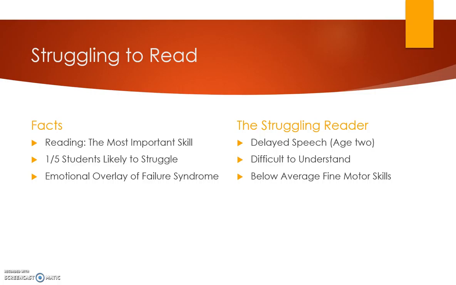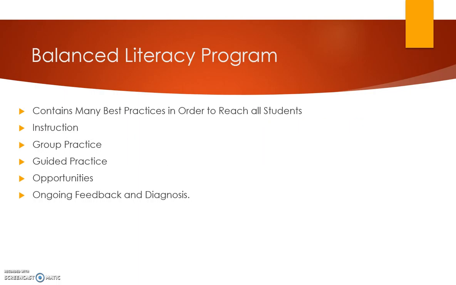Students that have a struggle with reading often develop emotional overlay of failure syndrome, where this constant failure can manifest itself in inappropriate behaviors. The struggling reader. Common characteristics of the struggling reader is delayed speech, the student is difficult to understand, and the student will have below average fine motor skills.